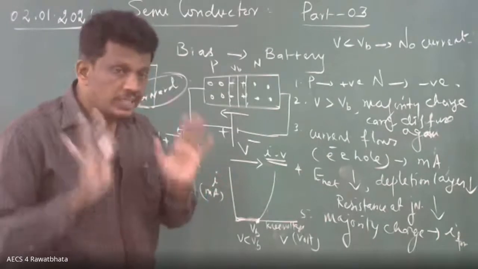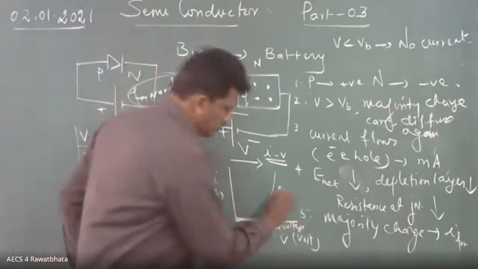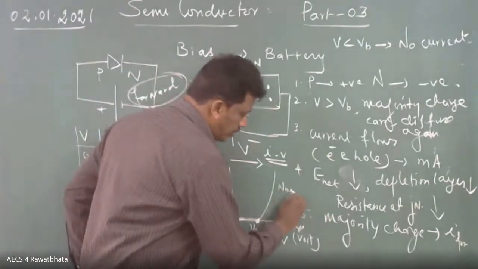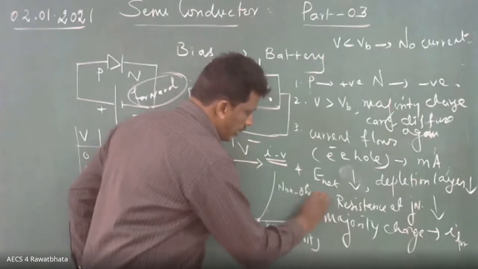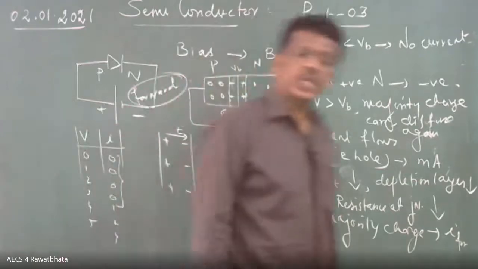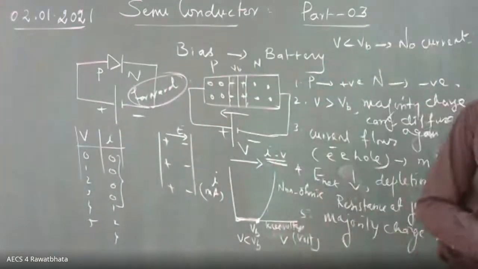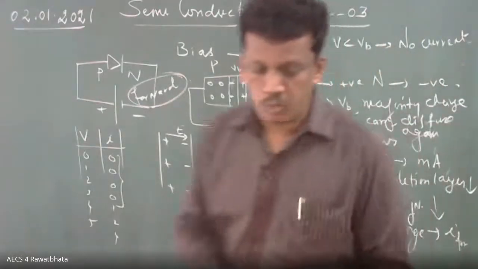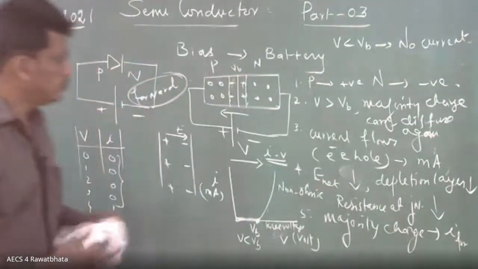But here V is not directly proportional to I. That's why this is called non-ohmic. Non-ohmic conductor. Which one? The junction diode. The PN junction diode is non-ohmic. Okay. Is it clear?